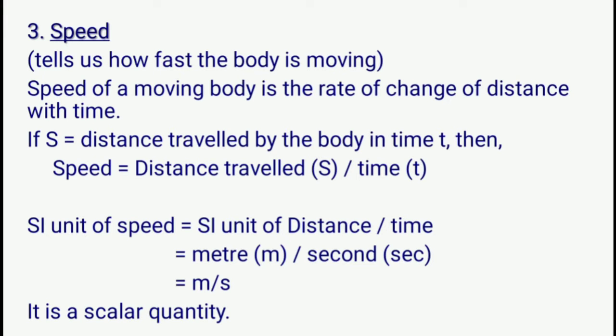Next term which helps us in describing the motion is speed. Speed tells us how fast the body is moving. Speed of a moving body is the rate of change of distance with time. So its SI unit is meter per second and it is a scalar quantity. There are different types of speeds.